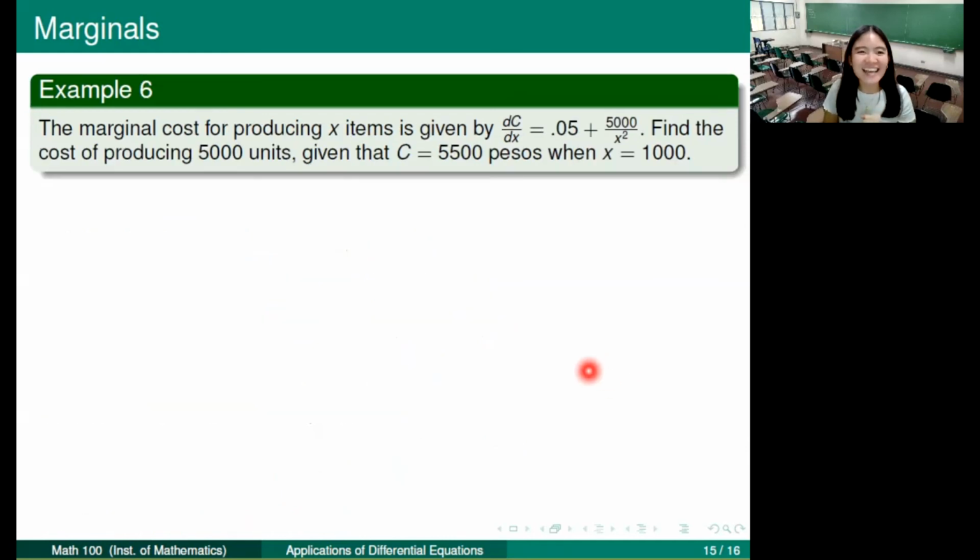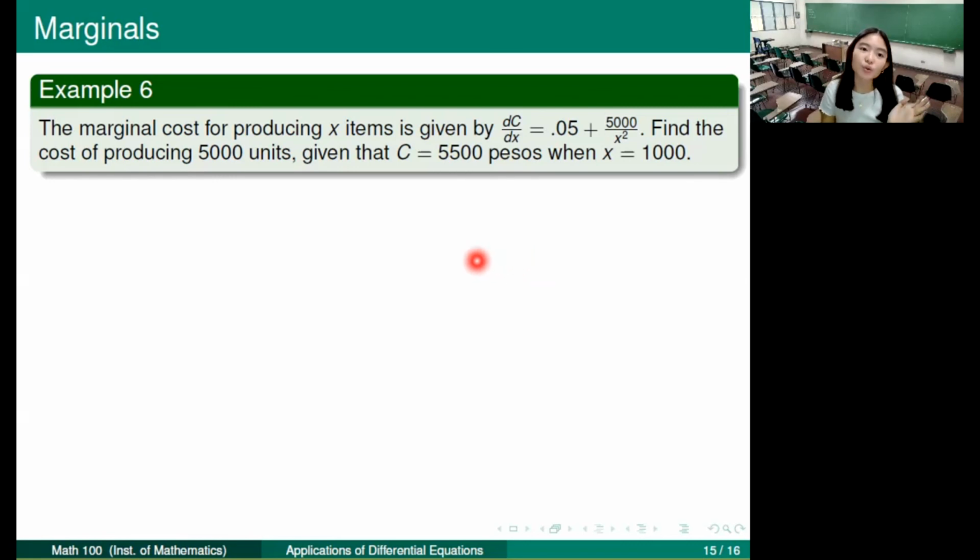Next tayo, one last example for this lecture. So I'll read it again. The marginal cost for producing X items is given by dC over dx equals 0.05 plus 5,000 over x squared. Find the cost of producing 5,000 units given that C is equal to 5,500 pesos when X is equal to 1,000. Okay, so actually, in fact, it's very similar to yung ating previous example.